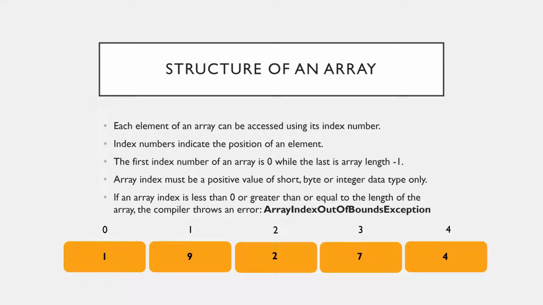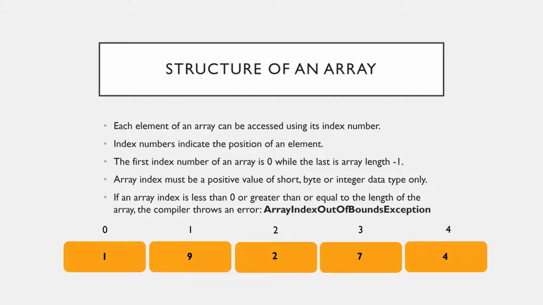Now here the length of the array is 5. So the first element has 0 index number, the second element has 1 index number, the third has 2, the fourth has 3, and the last has 4. Remember, 4 is 5 minus 1, 5 being the length of the array. So the index number is always the position number minus 1.